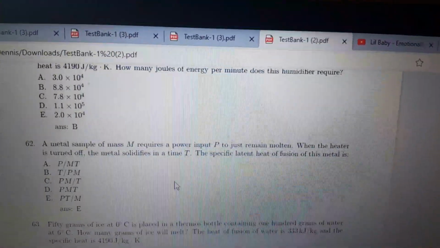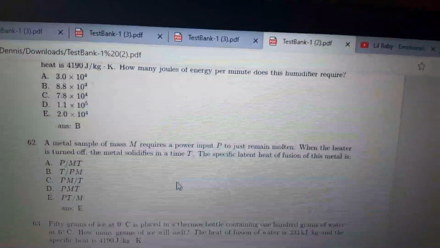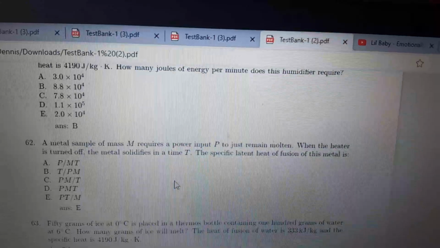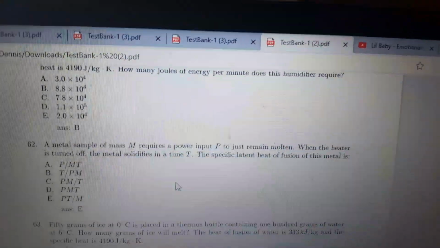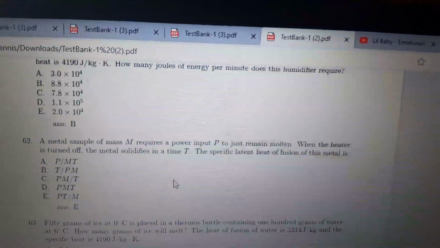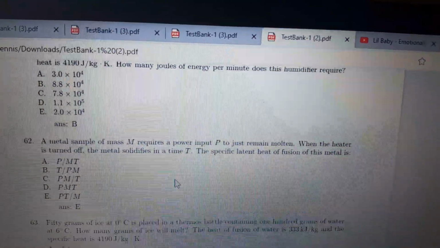A metal sample of mass M requires a power input P to just remain molten. When the heater is turned off, the metal solidifies in a time T. The specific latent heat of fusion of this metal is Pt divided by M.